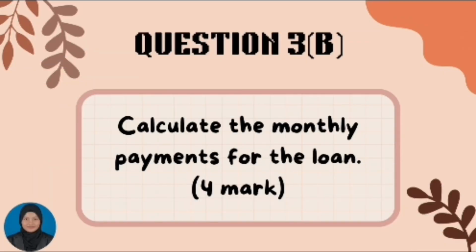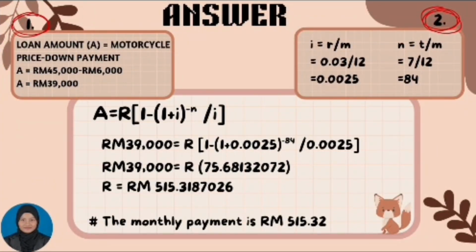Calculate the monthly payments for the loan. Ishaq bought a motorcycle for 45,000 and paid 6,000 down, so he borrowed 39,000. The loan interest is 3% per year compounded monthly, which gives a monthly rate of 0.25%. The term is 7 years, so there are 84 monthly payments.